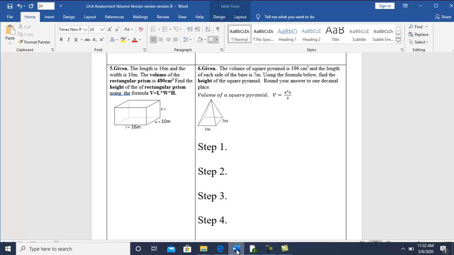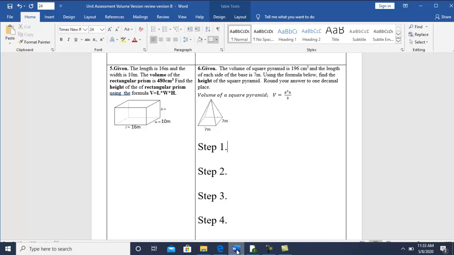I'm going to show an example of finding a missing side of a square pyramid. Here's the question. The volume of the square pyramid is 196 cubic centimeters, and the length of each side of the base is 7 meters. Using the formula below, find the height of the square pyramid. Round your answers to one decimal place.